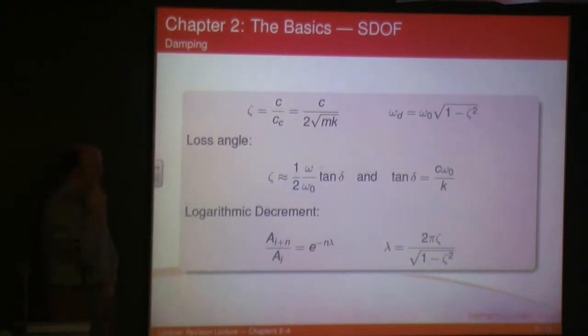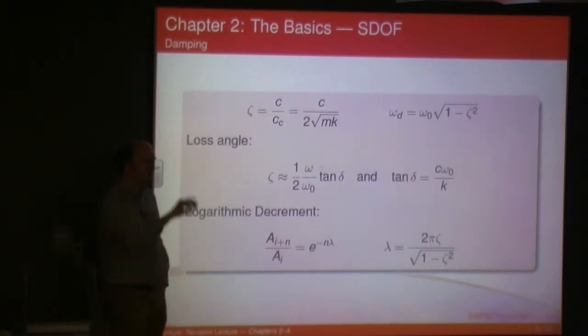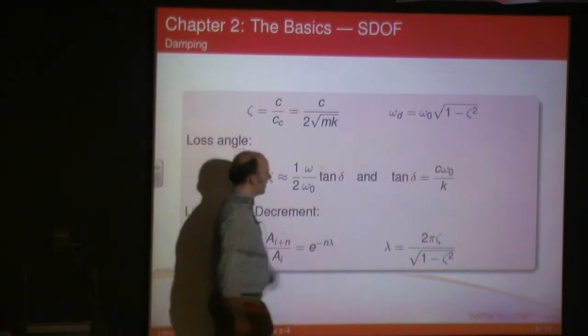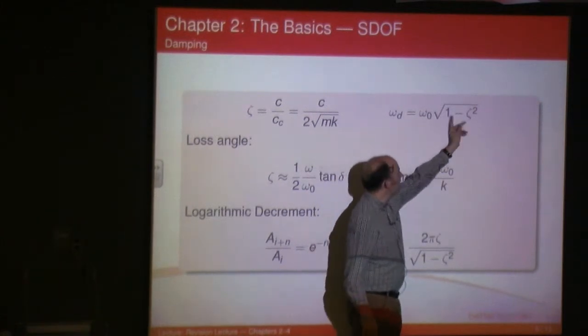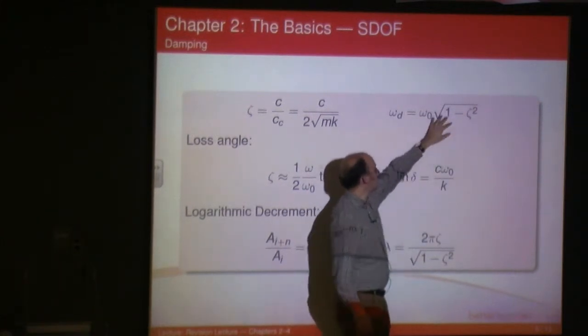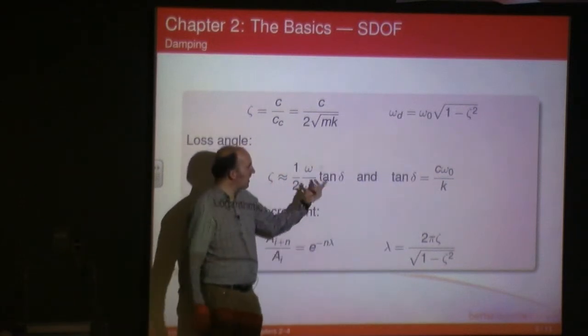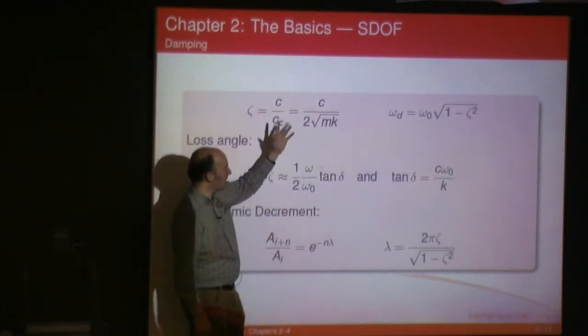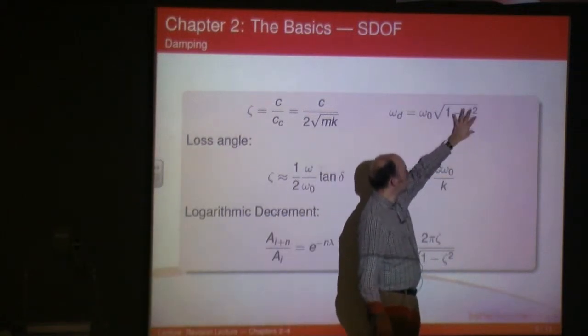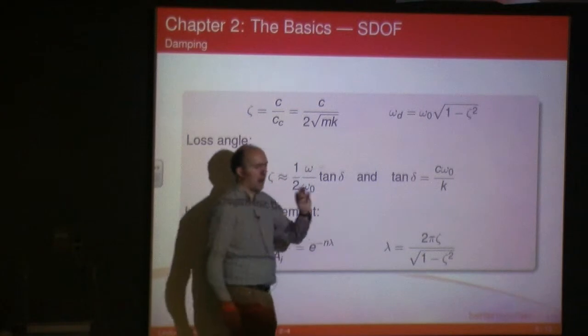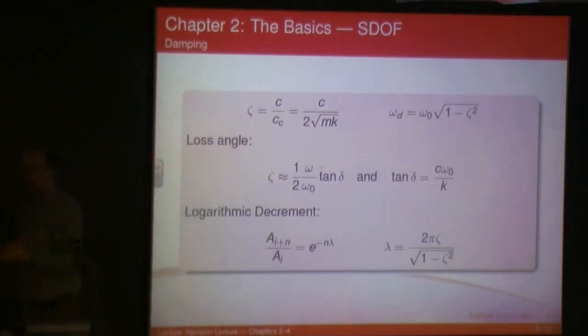And your damped natural frequency: if you've got a damped system and you set it oscillating, that oscillation will decay, but it will oscillate at a certain frequency. That frequency is related to the undamped natural frequency of the system, but you've got a square root of 1 minus zeta squared times that. Obviously if zeta is less than 1, which it will be for an underdamped system, then this term is going to be less than 1. So the damped natural frequency will always tend to be less than your undamped natural frequency.